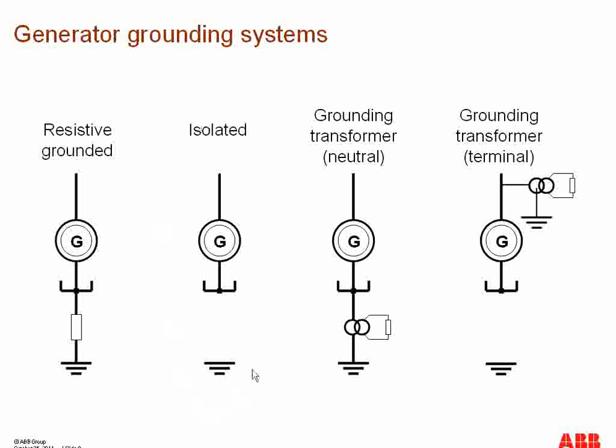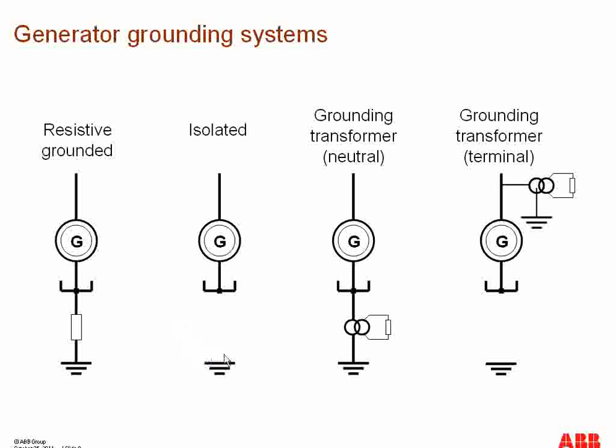In this one configuration, as you can see over here, there is no intentional grounding of the neutral point of the generator. But still there are some capacitances between the stator winding and the ground, which we cannot avoid, and there will be some leakage current, but there is no intentional grounding of the neutral point of the generator.